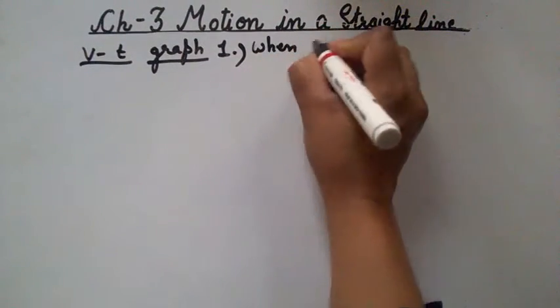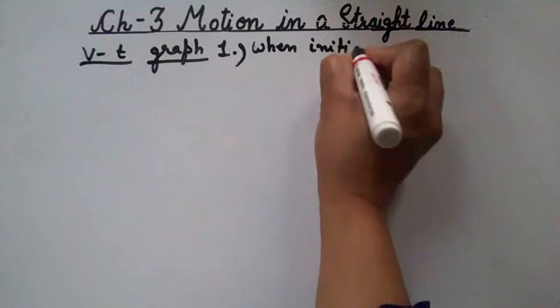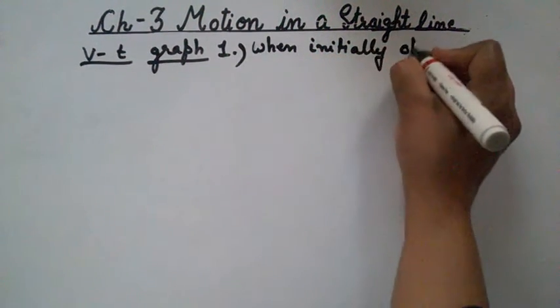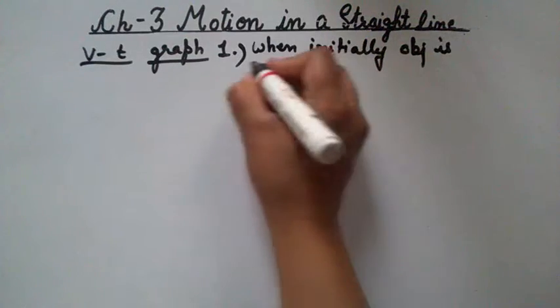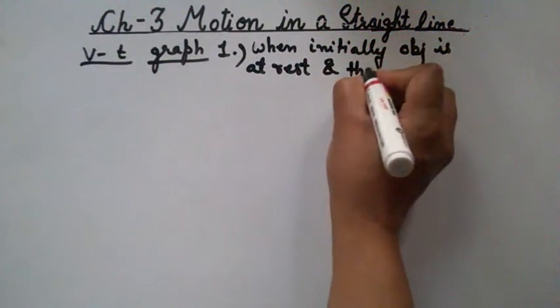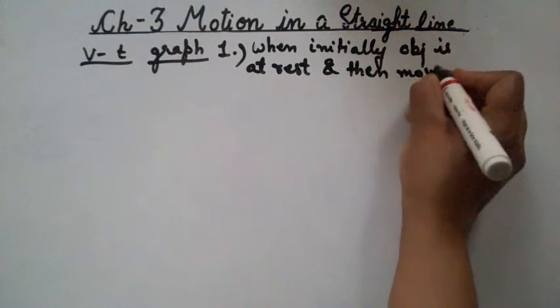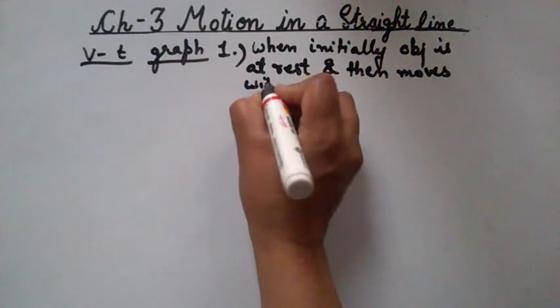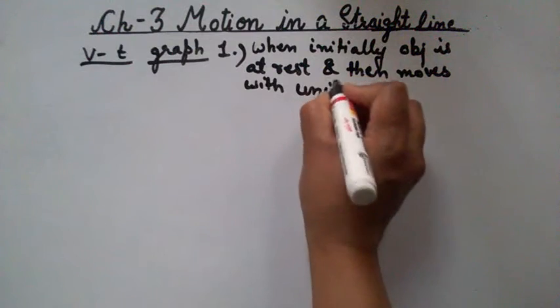First situation is when the object is at rest and then moves with uniform acceleration. When initially the object is at rest and then moves with uniform or constant acceleration.